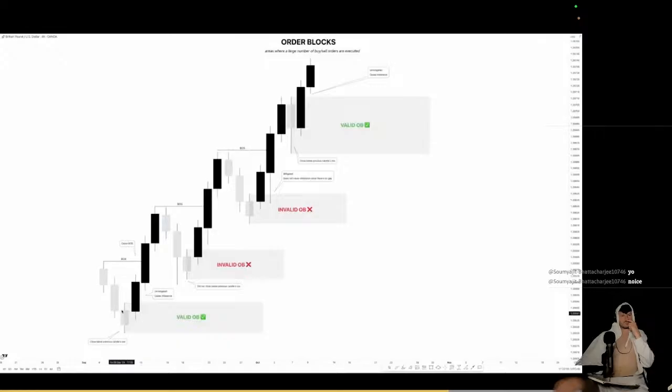Does it create an imbalance in price? So you draw the high and then the low of this third candle. Yes, there is a gap indeed. Okay, cool. Then is this order block unmitigated? Yes, it is. Price has not tapped into the order block whatsoever, so it's unmitigated.